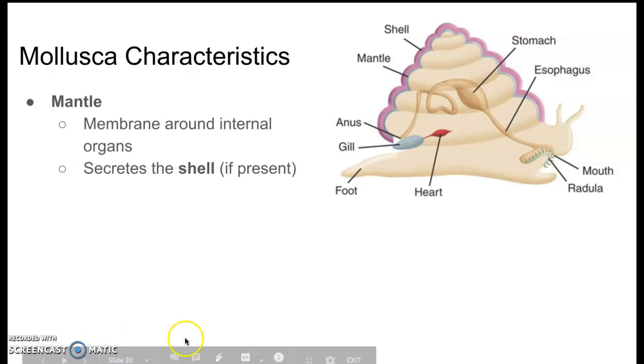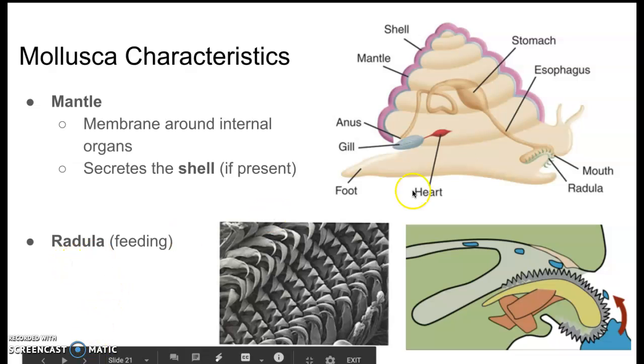Notice they also have a heart here. Here's the mouth, and we're going to talk about the mouth and what this word radula is. And here's the foot. And if you notice, they actually have gills, and here's the digestive system. But notice that it's a pretty open system in spite of the fact that they're coelomates, right? Look at all the space that is between the digestive system and everything else.